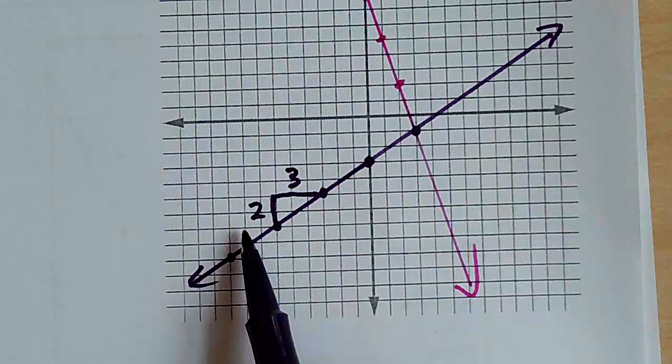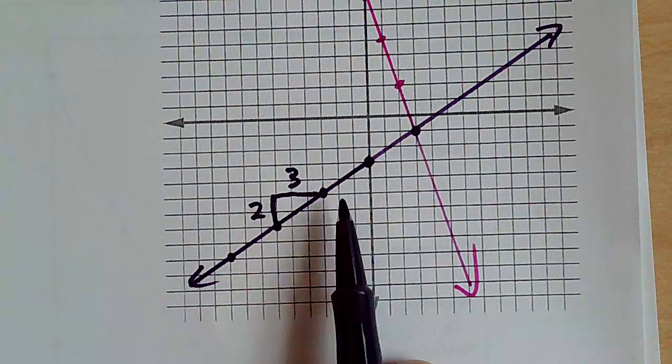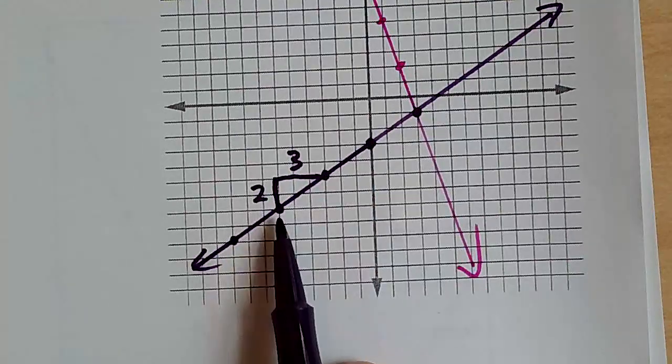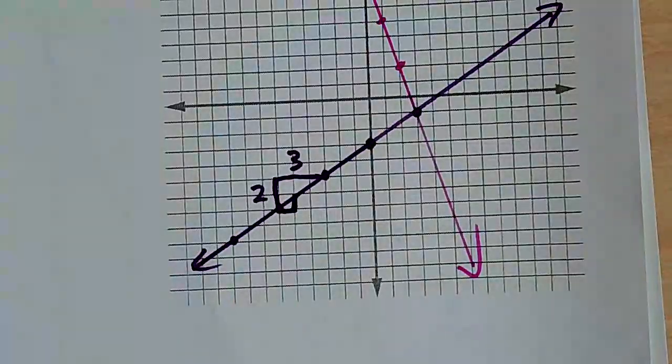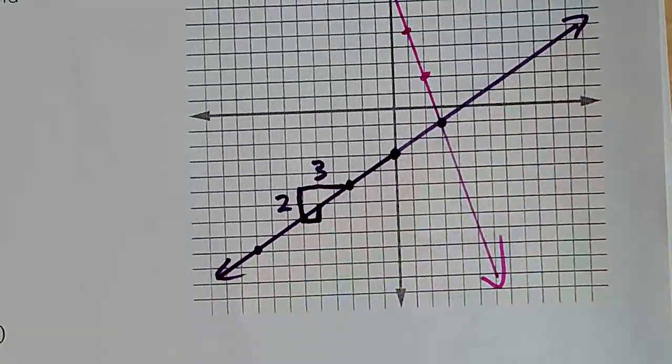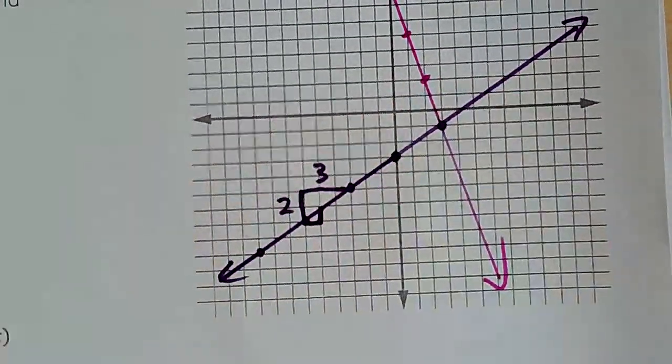You may have learned this as rise over run. Rise 2 for every 3 we run. Or as we move forward 1 unit, we go up 2/3 of a unit. So we have a positive rate of change here. You can see as x increases, y increases.